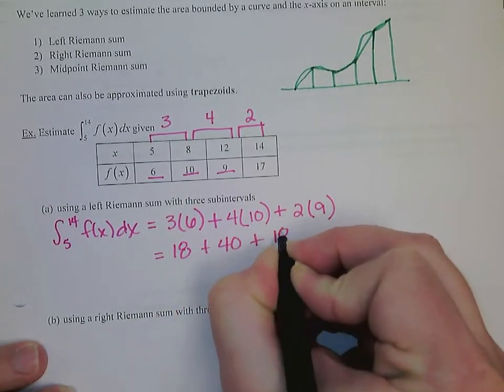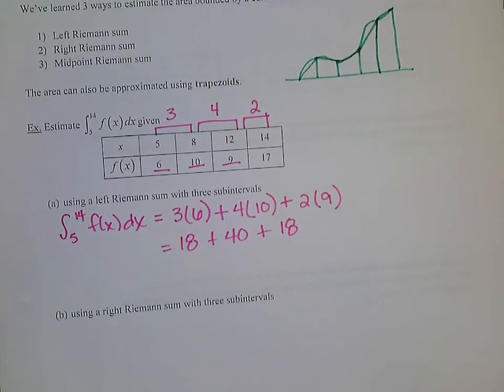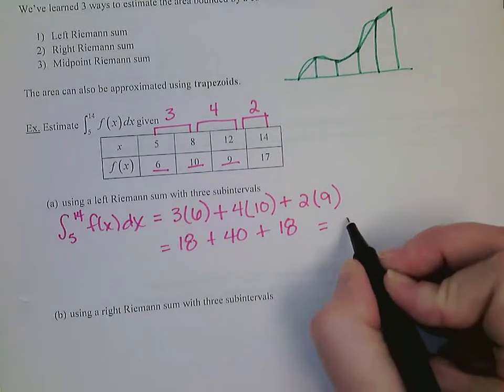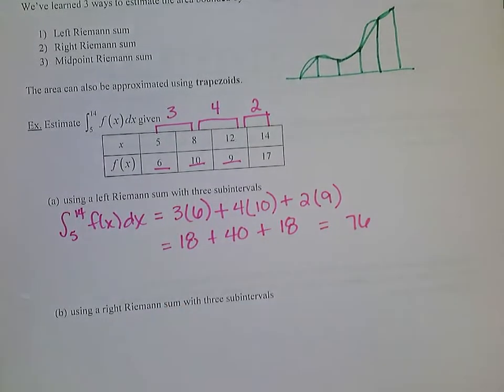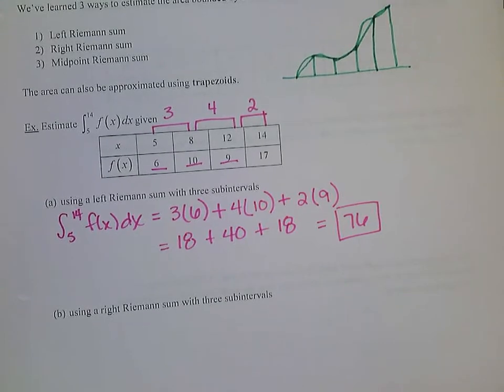3 times 6 gives me 18. 4 times 10 gives me 40. 2 times 9 gives me 18. So 76, right? 36 and 40. So my left Riemann sum approximation of that definite integral would be 76.